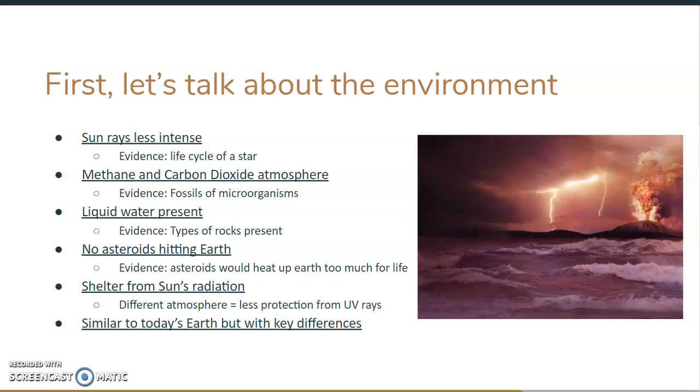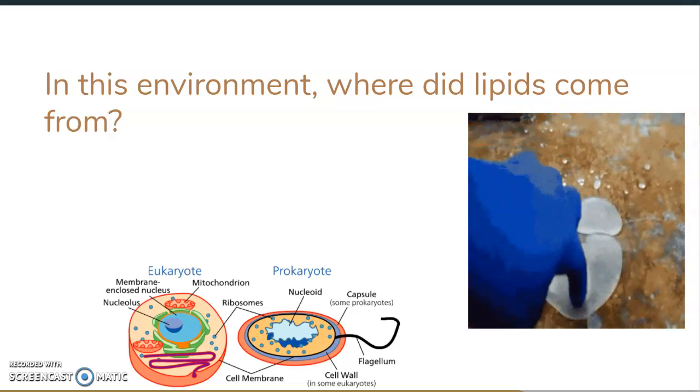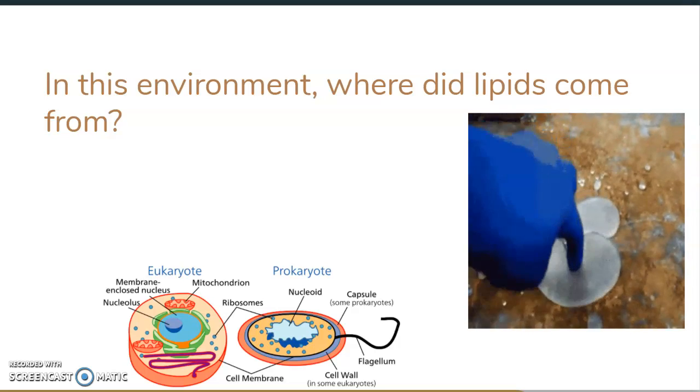So it is very similar to Earth today, but with these key differences that we just outlined. It would have had a lot of liquid water, like our oceans today. There would have been land masses and islands, like we see today as well. So we have our three things that every cell has. Let's first talk about lipids.